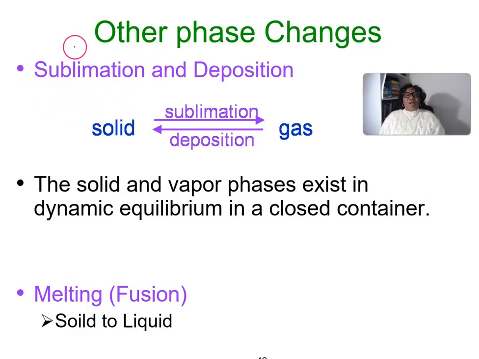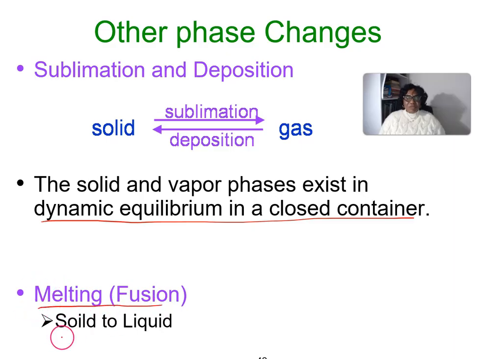So we want to look at other phase changes. Sublimation and deposition. Sublimation, solid changes to gas, bypassing the liquid phase. Deposition, the gas changes to the solid, bypassing the liquid state. So the solid and vapor phase exist in dynamic equilibrium in a closed container. Then we have melting and fusion. Melting, solid changes to liquid. So we can call it fusion.